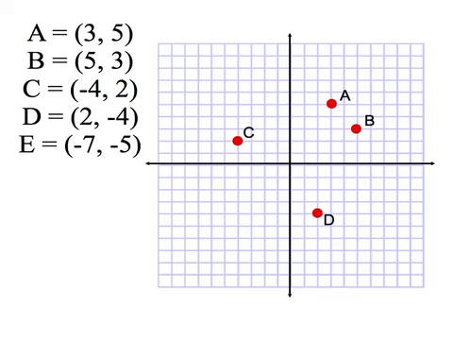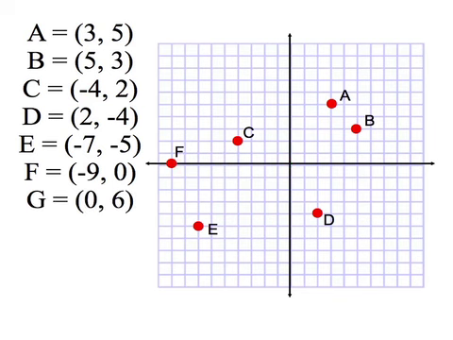Here's 2 negative numbers, 7 to the left, 5 down, point E. And here's one on one of the axes. It's 9 to the left, but it's 0 up or down, so it stays right on the x-axis, point F. And here's one for the y-axis. 0 left or right, 6 up. It lands on the y-axis, point G.